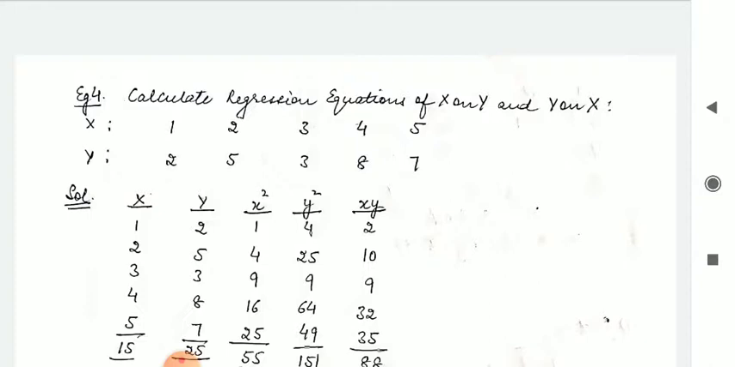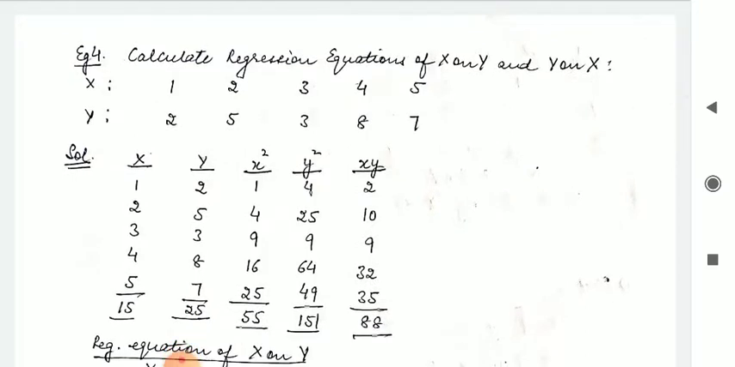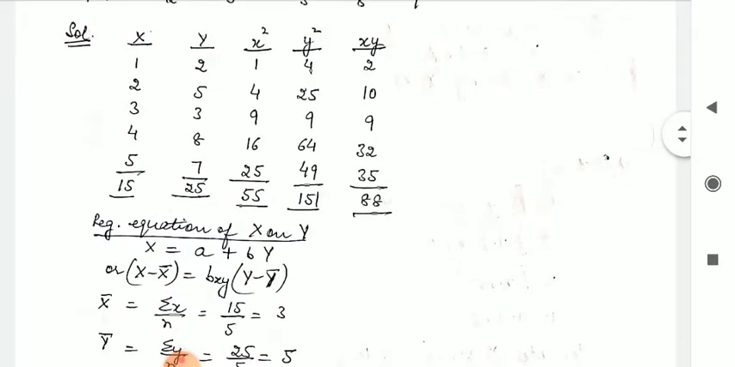We take an example. Supposing we are given the x and y variables. X variable we write down 1, 2, 3, 4, 5. Y variable is 2, 5, 3, 8, 7. So first of all, you can start from any regression equation, like you write regression equation of x on y.